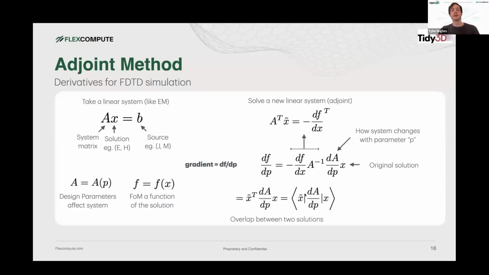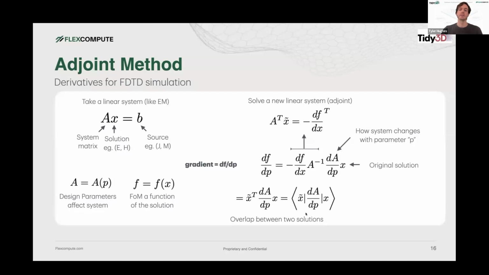So to solve the derivative, you set up and solve this adjoint problem. You get this x tilde, and then to compute the gradient with respect to some parameter p, you simply take this inner product between the adjoint and the forward solutions over the change in p. Now, the critical thing to realize is that both x and x tilde don't depend on p at all. So in a lot of inverse design problems, you might have millions of parameters, and you don't want to have to do an FDTD simulation for every parameter, which is what you'd have to do if you were doing a finite difference derivative.